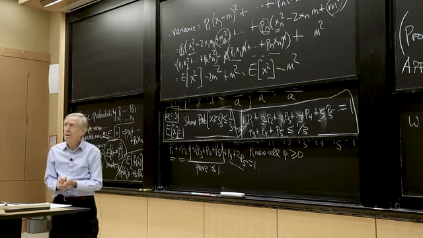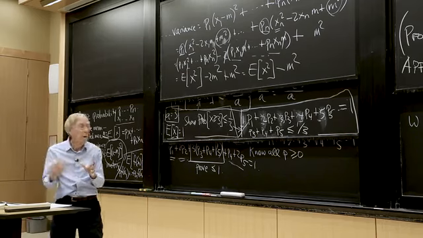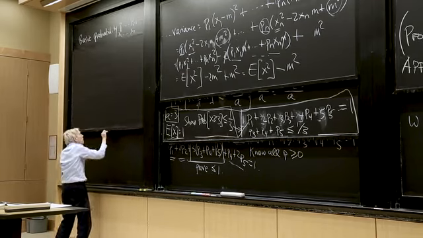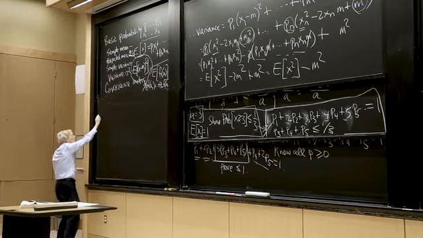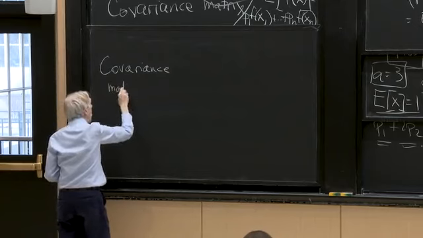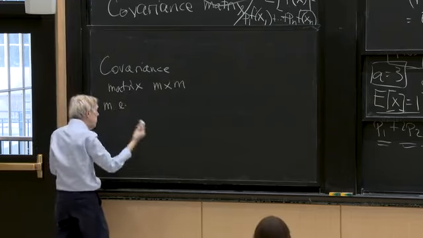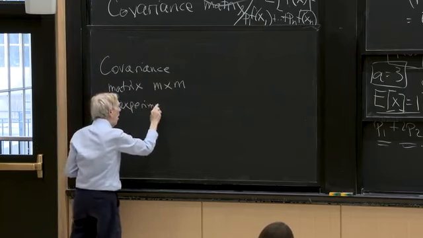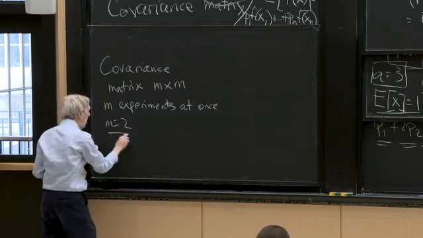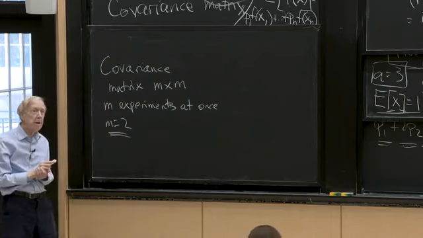Now, the other topic that I wanted to deal with was covariance, covariance matrix. You have to get comfortable with what that is. What's the covariance? Okay, so covariance matrix. And it will be m by m when I have m experiments at once. So let me take m equal to 2. You'll see everything for m equal to 2. So we're expecting to get a 2 by 2 matrix.